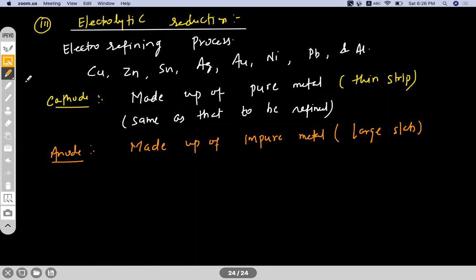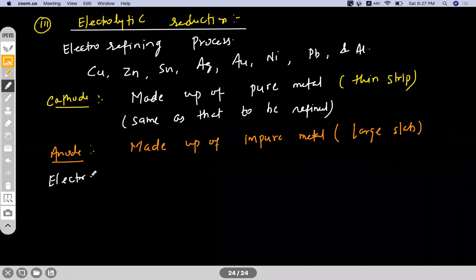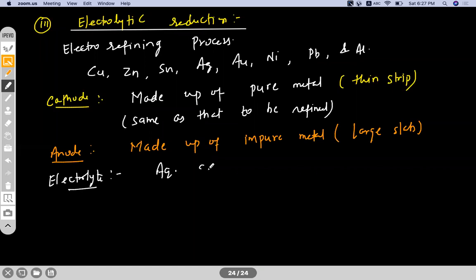Okay, the electrolyte that we use in this process, obviously we have the electrolyte of the same metal which is to be refined. Electrolyte: aqueous solution of a suitable salt of the same metal which is to be refined.